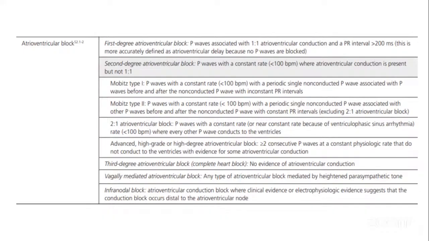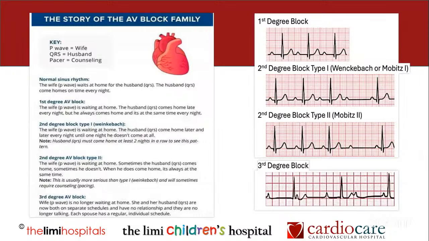And there's a simple and easy way we looked at the AV block, and we call it the story of the AV block family, where the P wave is the wife and the QRS is the boyfriend or the husband. So for a normal sinus rhythm, the P wave is there at home, and the husband, the QRS, comes home regularly at the same time every day, and everything is going on smooth.